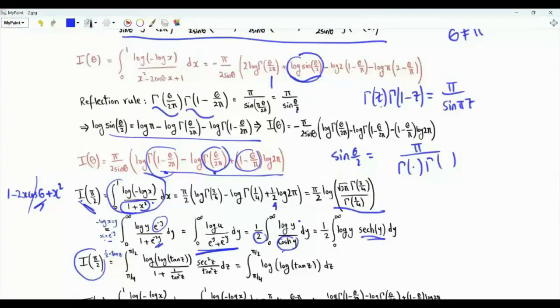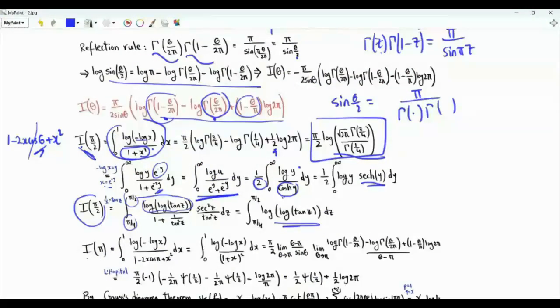If 1 over x is replaced by the tangent of z, minus log x is log 1 over x. So we get log of log tan z. When x is 1, z is pi over 4. When x tends to 0, z tends to pi over 2. The other terms cancel and the integrand is log of tan z. All these guys have the exact same value.